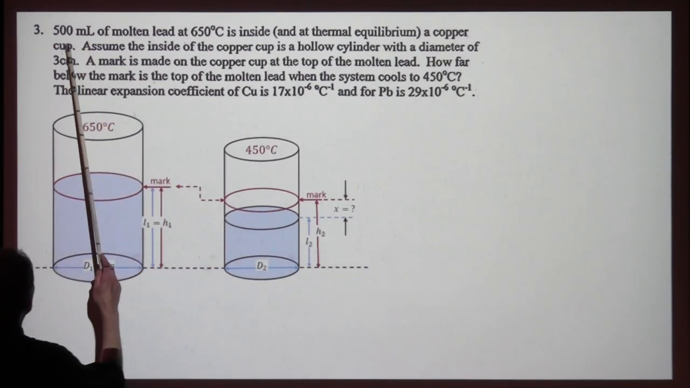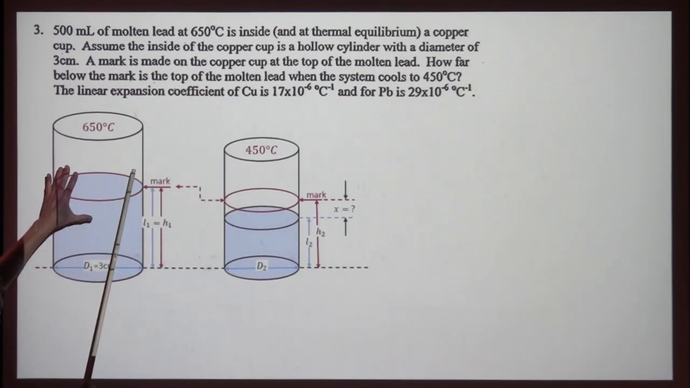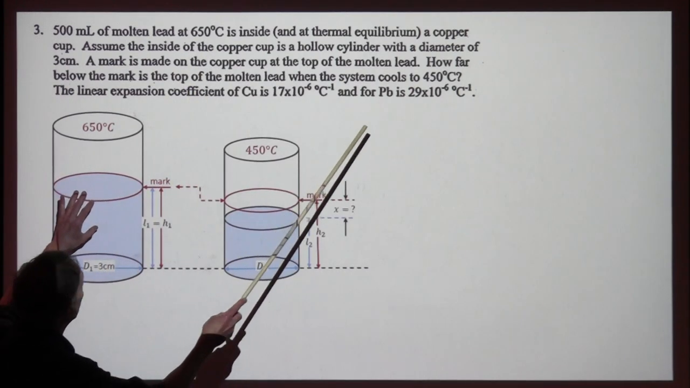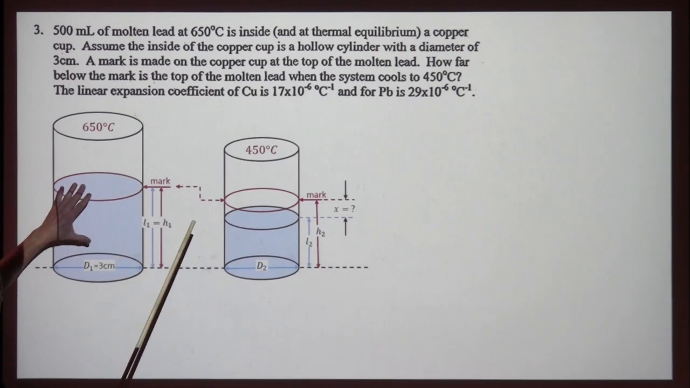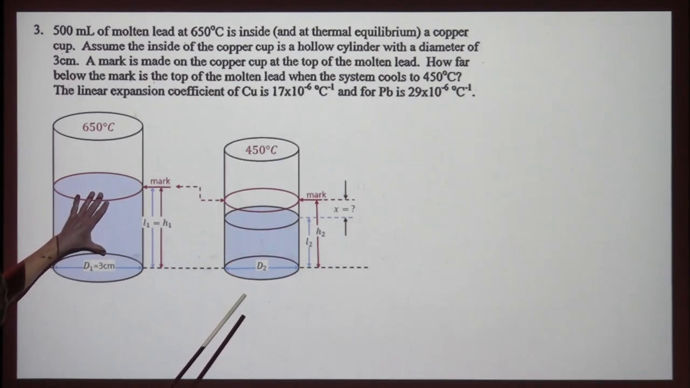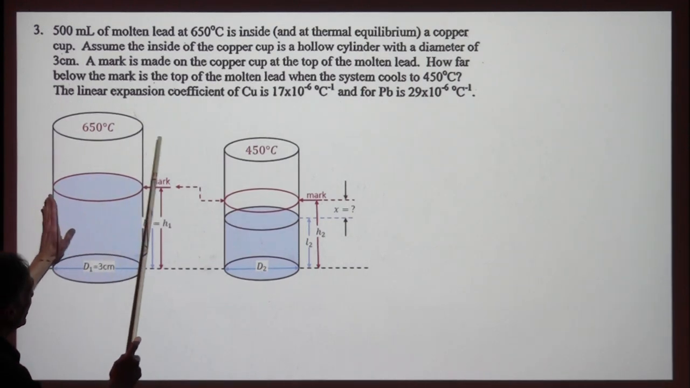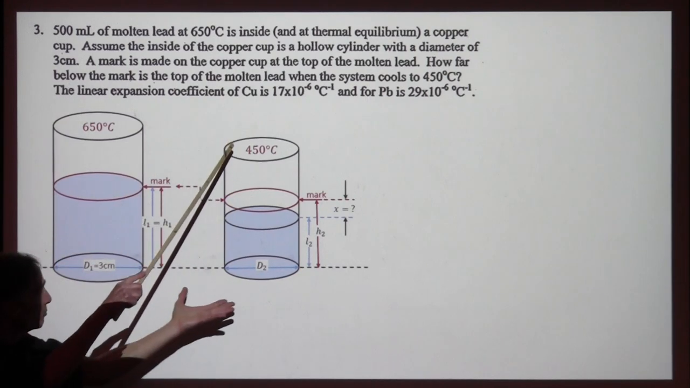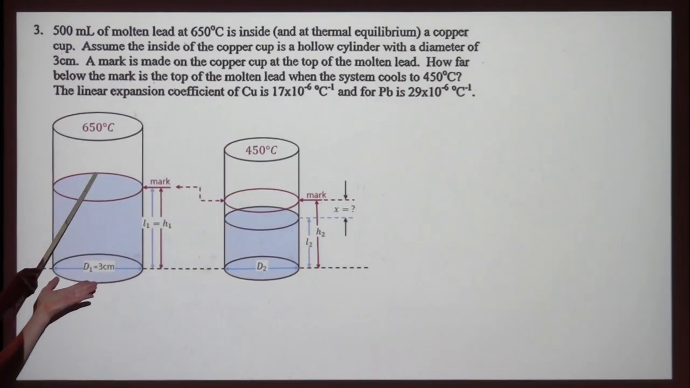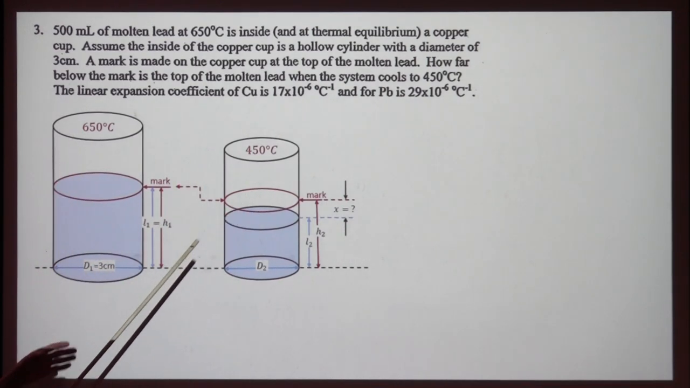And let's just take a look at this. 500 milliliters of molten lead at 650 degrees. So we start out hot. It's in thermal equilibrium with a copper cup. Assume the copper cup is a hollow cylinder. You can read that. We're going to put molten lead in this stuff, and then we're going to cool it down from 650. As we cool it down, I expect the cup to shrink, and then also the lead inside to shrink. And so we've kind of got the before and then the after picture.